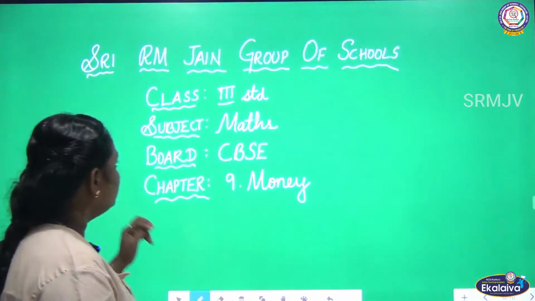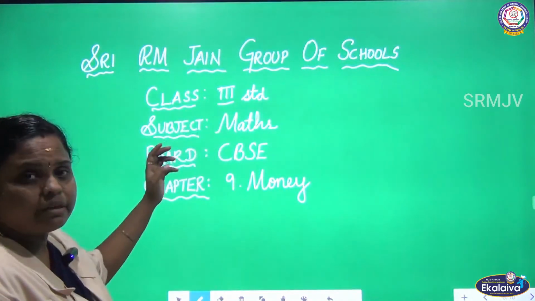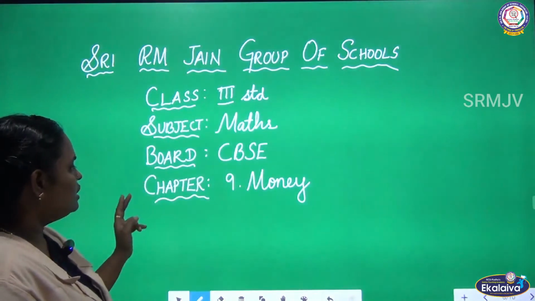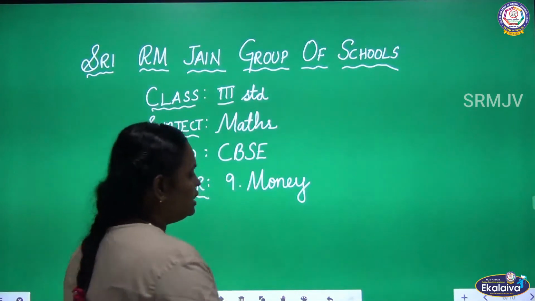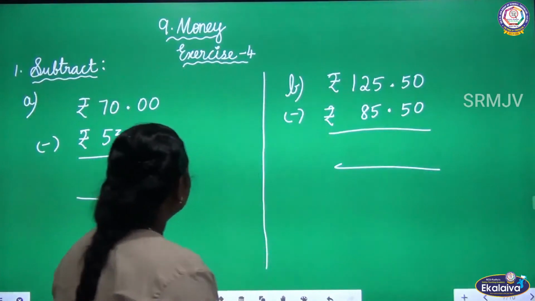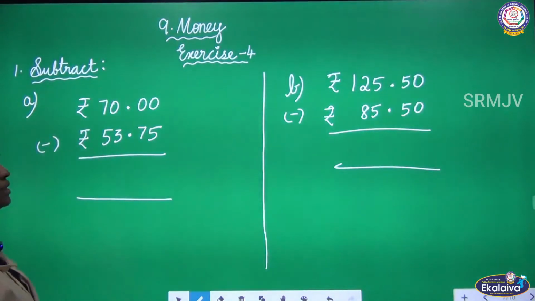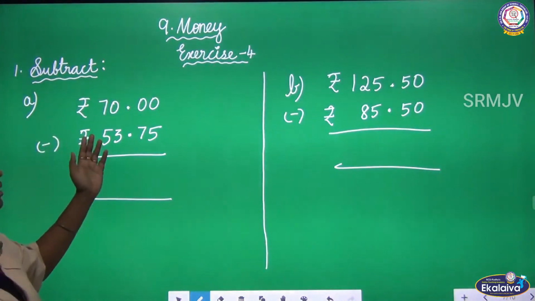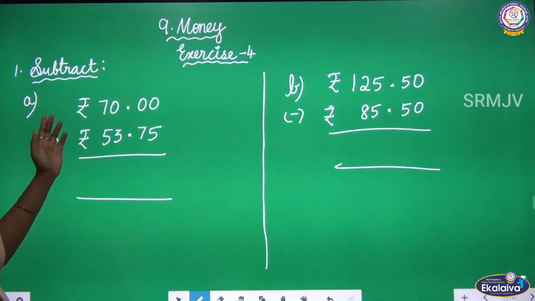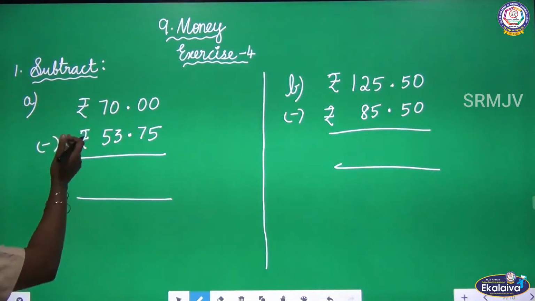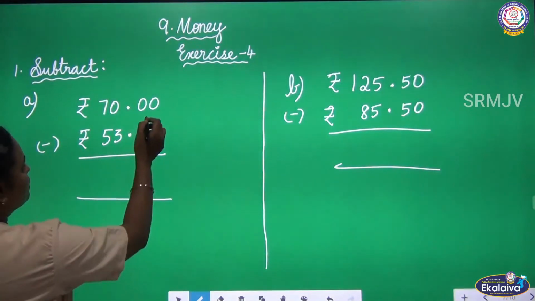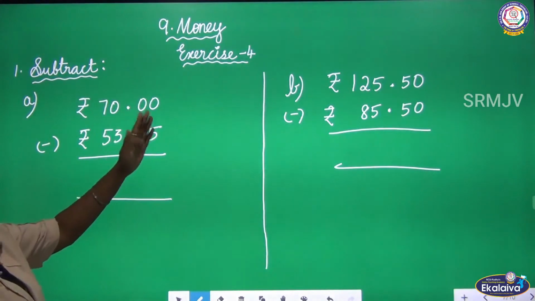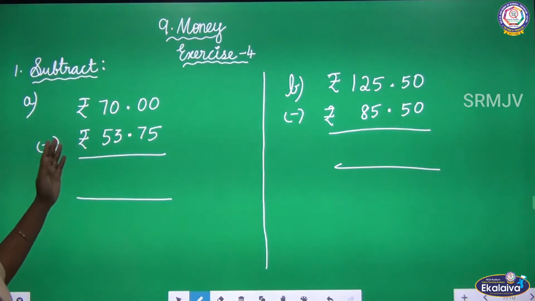Today we are going to see class 3rd standard subject Maths, Board CBSE, chapter 9 Money. Today we are going to see in money exercise 4, that is subtraction. In the previous class we have seen addition. Today's class we are going to see subtraction, how to subtract rupees. Listen children, same like ordinary subtraction, we are going to subtract first the paise, then after that the rupees.